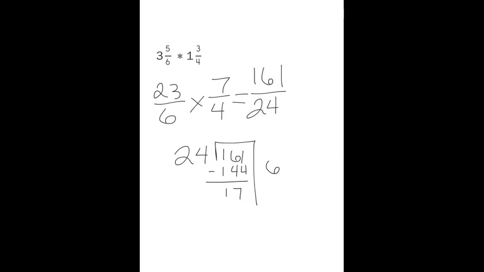I can see my quotient is 6. That's going to be my whole number. My remainder becomes my numerator, and my divisor is my denominator. So this problem is equal to 6 and 17/24.